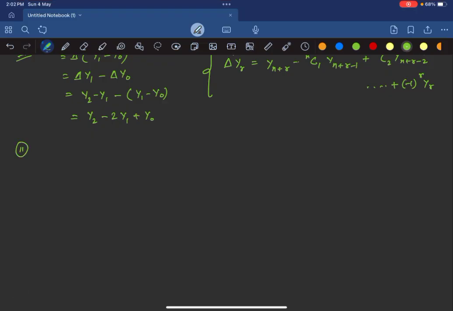Second tool is the shift operator, that is E. Shift operator says that if you apply it on y_x, it becomes y(x+h). Similarly, if you consider f(x) and apply E on f(x), it becomes f(x+h). This is the shift operator.